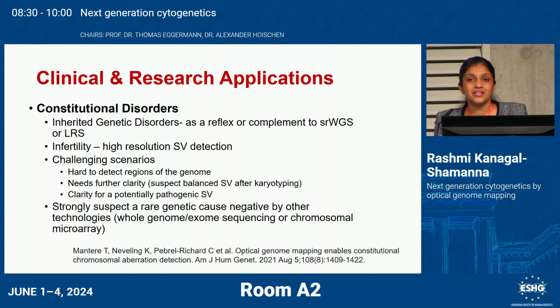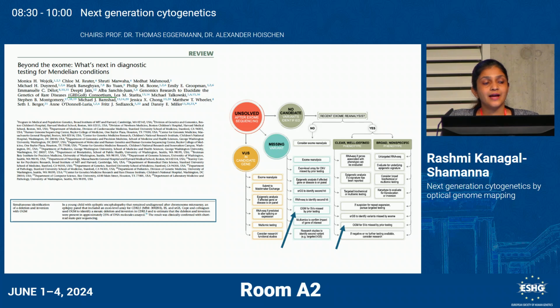And if there is a very strong suspicion of a genetic cause, but none of the other technologies have been able to figure out, OGM has shown that it has the ability to uncover the underlying genetic cause, as is available in numerous publications. So in fact, this was a recent paper that showed beyond the exome, where the Greger Consortium proposes OGM as reflex testing if the exome or the genome is negative.